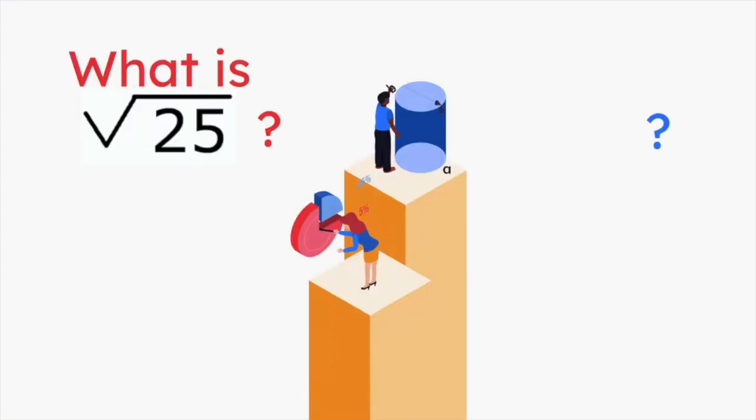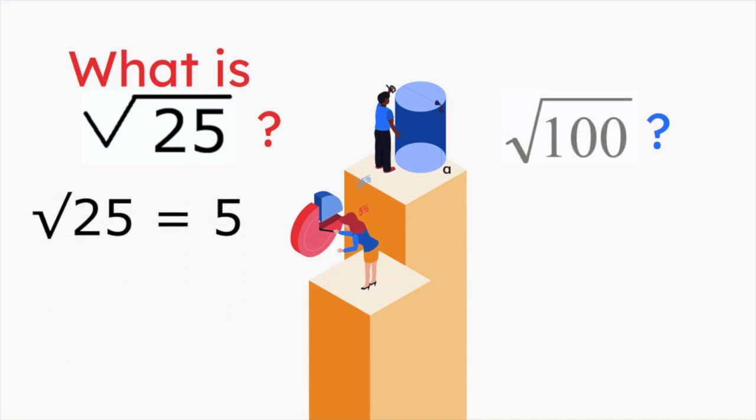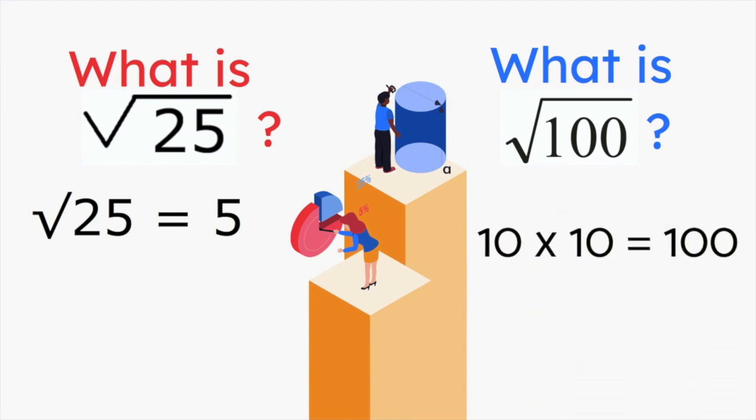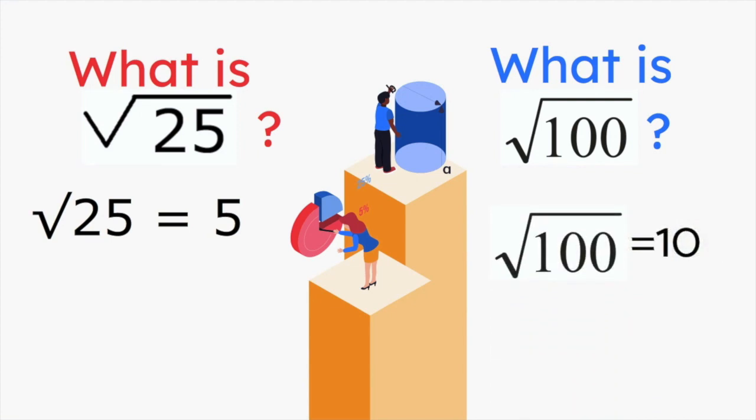All right, let's just practice for a second. Here's one. What is the square root of 25? So you have to think, what number times itself gives me 25? Well, the answer is 5. 5 times 5 is 25. So the square root of 25 is 5. What is the square root of 100? Well, we have to think. What number times itself gives me 100? Well, 10 times 10 is 100. So the square root of 100 is 10.